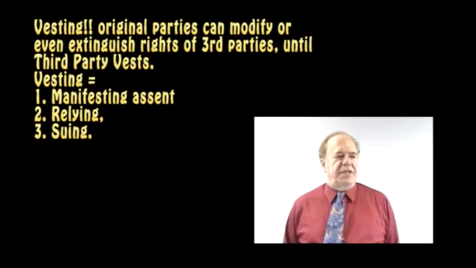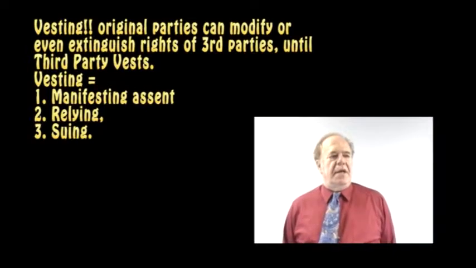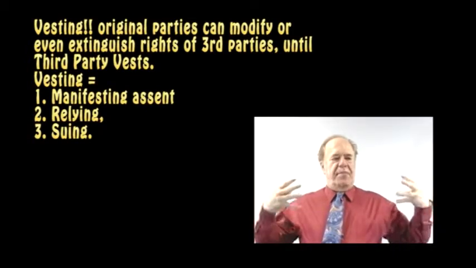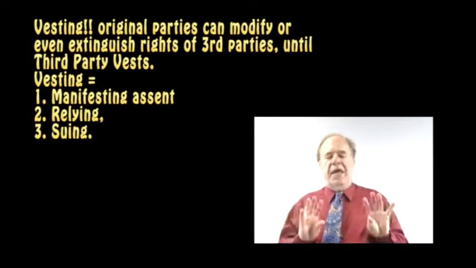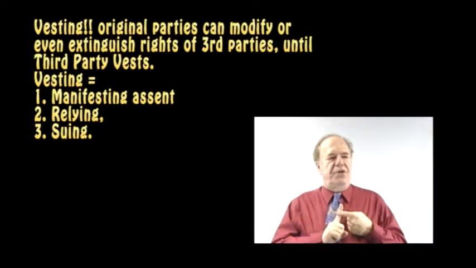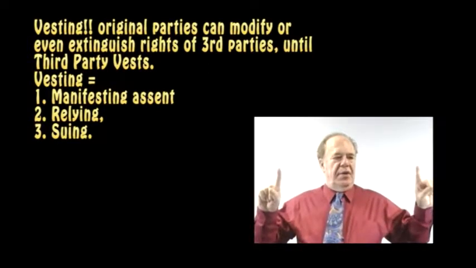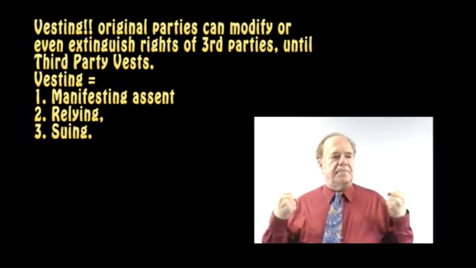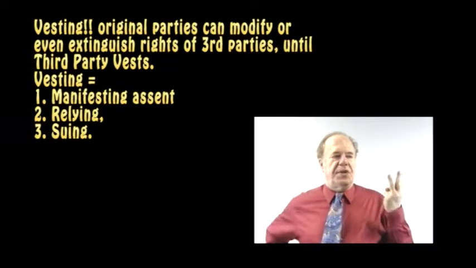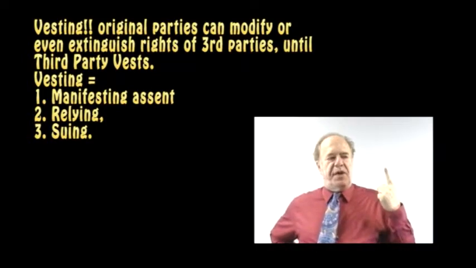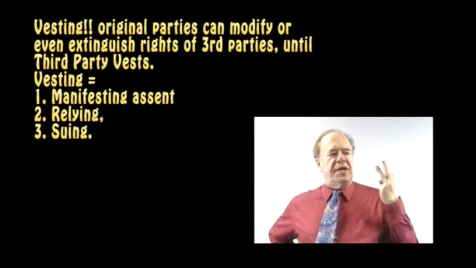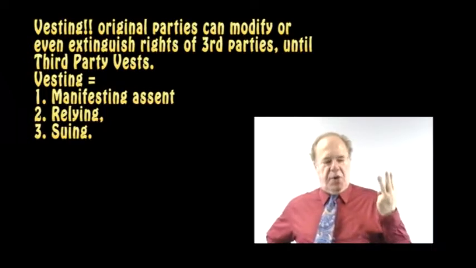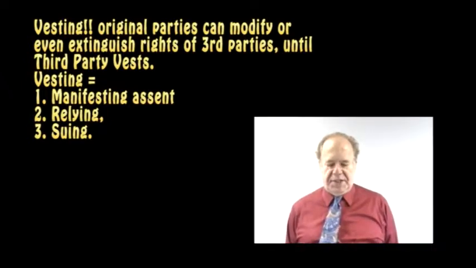Second big area of testing, vesting. The original parties to the contract, the people who bargained with each other, can change their minds and extinguish the rights or lessen the rights or modify the rights of third-party beneficiaries until the moment of vesting. So when the third-party beneficiary vests, the original parties can no longer change their minds. And there are three things that cause vesting. Either the third-party beneficiary sues, relies in a reasonable and expected way, or manifests assent to being a third-party beneficiary. You need to recognize when people vest and when they don't.